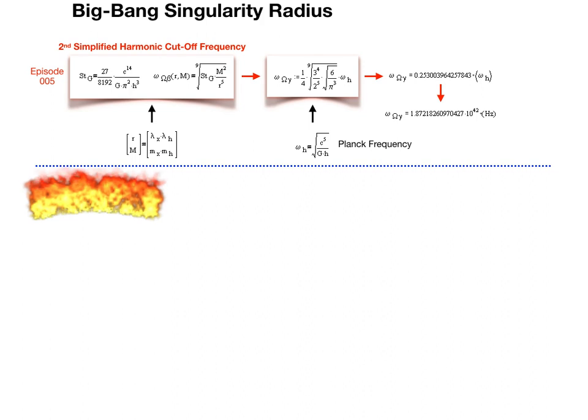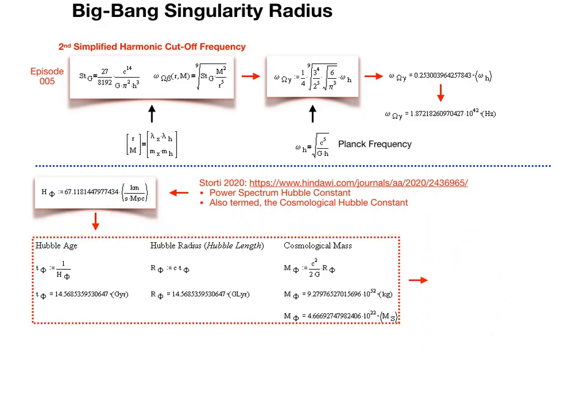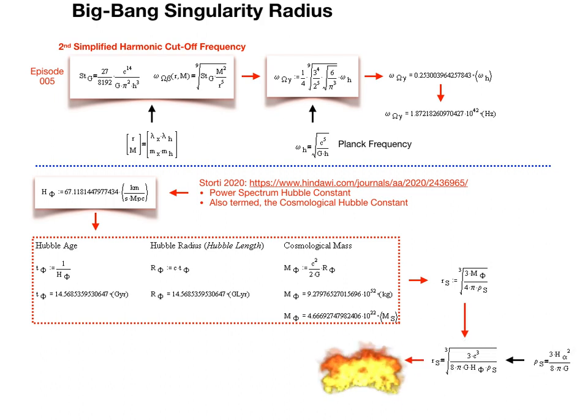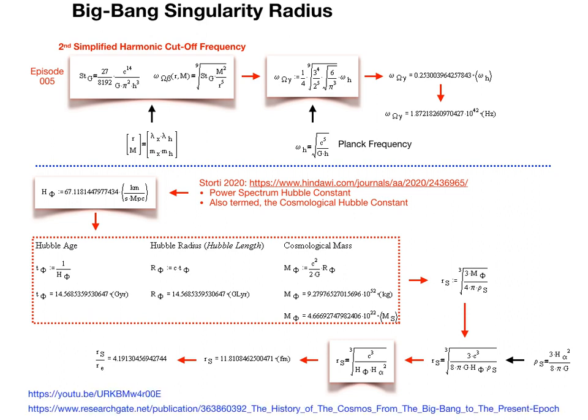We shall start by utilizing a 2020 publication by Story, whereby the author accurately calculates an experimentally verified value of the Hubble constant, as measured via the cosmological power spectrum. This information is transformed into the Big Bang singularity radius in accordance with the extremely simple substitution process shown. The result obtained indicates that the Big Bang singularity radius, that is, the size of the universe at the instant of the Big Bang, was approximately 4 times the classical electron radius.